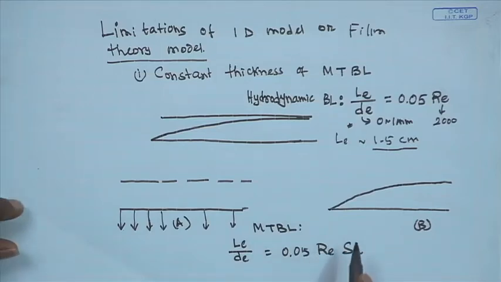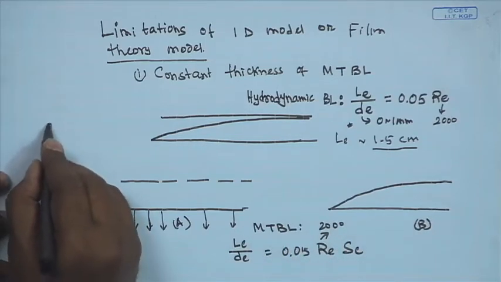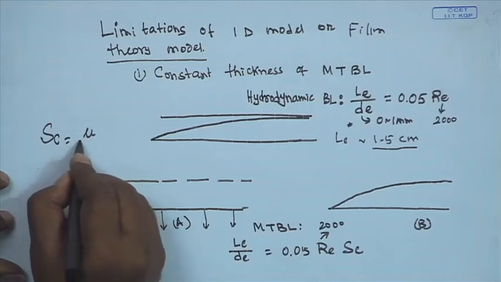Reynolds number, let us say laminar, 2000, and the equivalent diameter is in the order of 1 millimeter. Let us look into the Schmidt number. Schmidt number is mu by rho D.